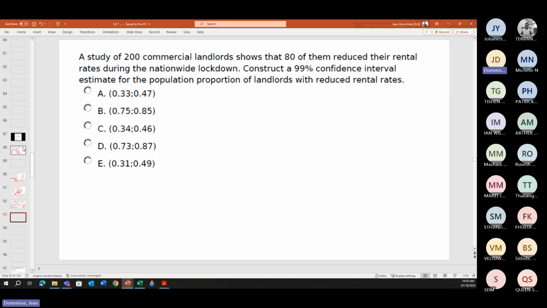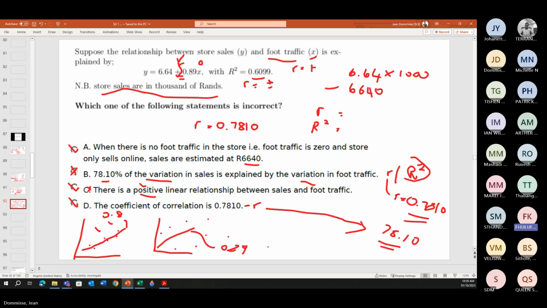Okay, so that was quickly on a few of these. Yes, on your previous slide, can you please explain how you work out the R again, please?